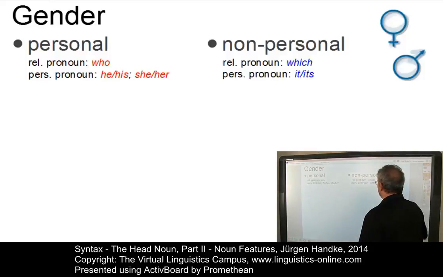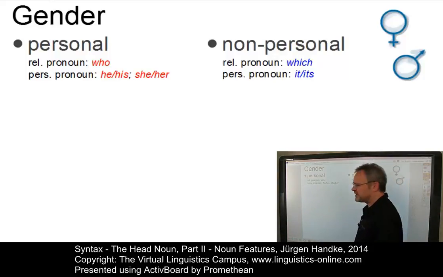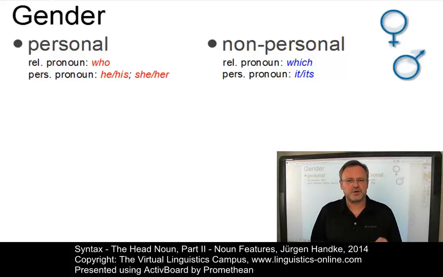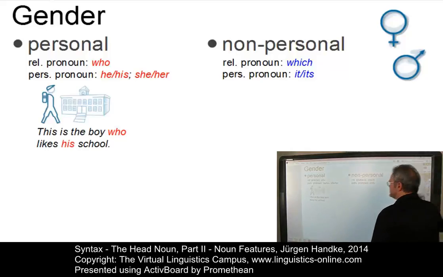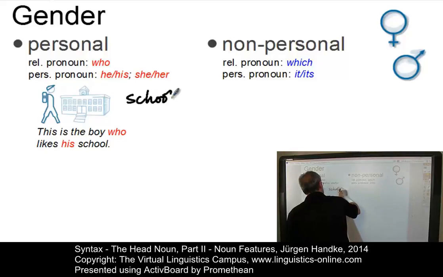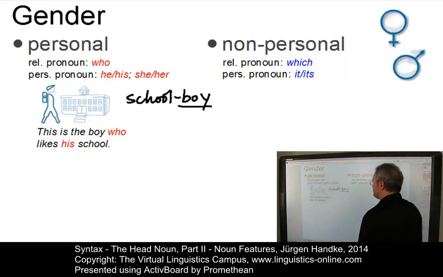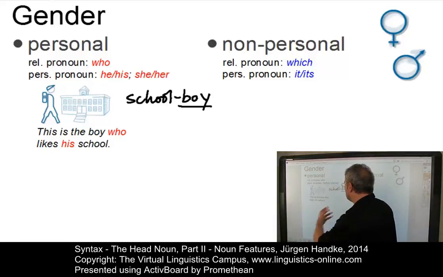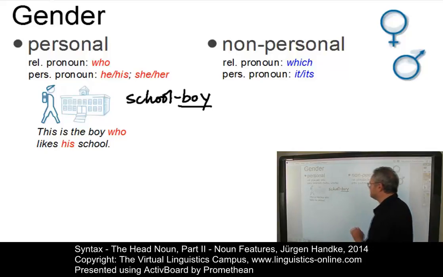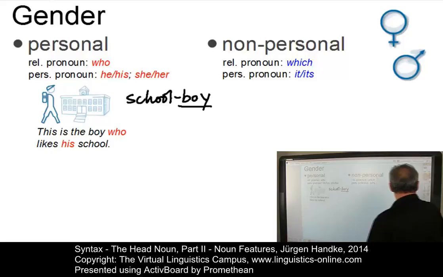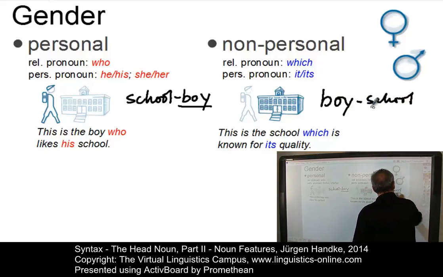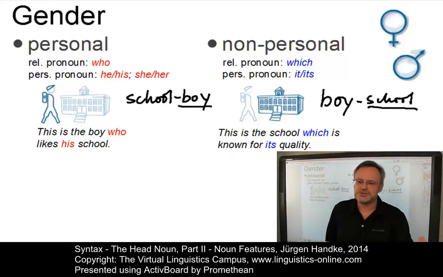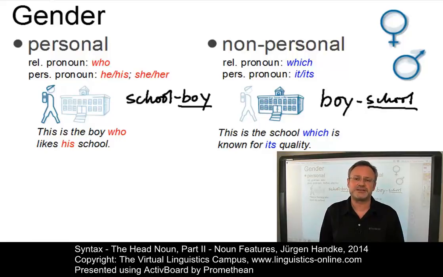The second type of gender is the non-personal gender with the relative pronoun which and the personal pronoun it and its. Let us illustrate this using the compound noun schoolboy versus boy school. Now, here we have the example schoolboy, with boy as the head. Well, and this is certainly a boy. This is the boy who likes his school. The relative pronoun who and the personal pronoun his indicates that this is an item of personal gender. Well, and boy school is non-personal. Boy school, here school is the head. It is non-personal because the relative pronoun is now which and the personal pronoun is it or its.